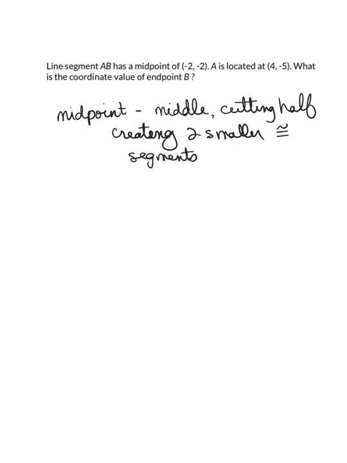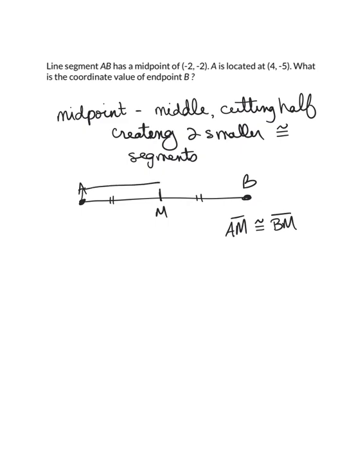Okay, so what that means is for any given line segment, here's A, here's B, my midpoint is in the middle, making these the two smaller segments, AM congruent to BM, so they're the same value. Or you can also think of it as A being the same distance to M as B is to M, and that's where the number line comes in.